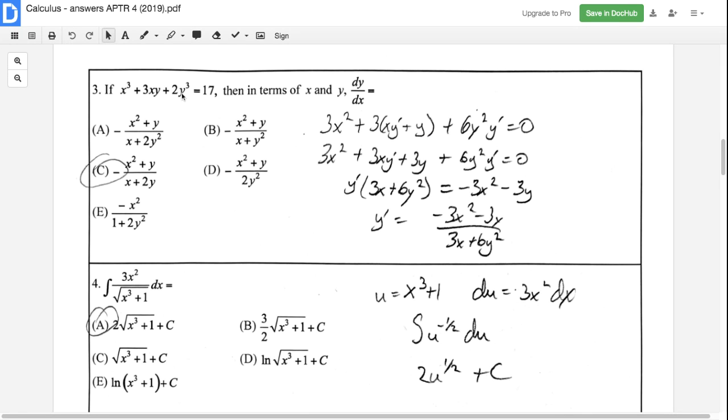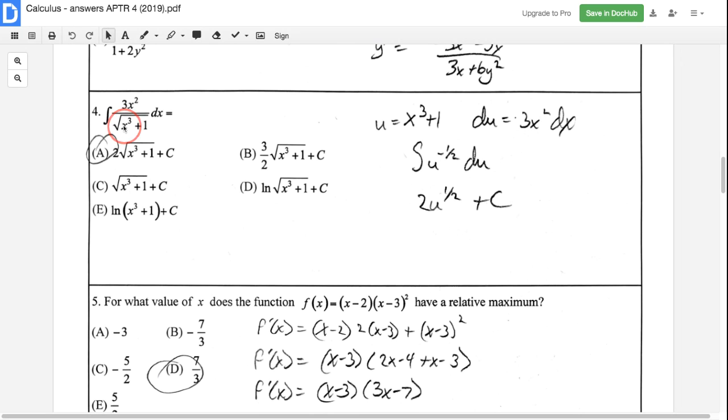Plus the derivative of 2y cubed, which is 6y squared times y prime, and the derivative of 17 is 0. I distributed 3 in here, and then here's my 2y prime, so I factored that out, which left me with 3x and 6y squared. Then I need to move the negative 3x squared and the 3y to the other side, which is what I did there. And then all I have to do is divide, reduce all these by 3, and we get an answer of C.